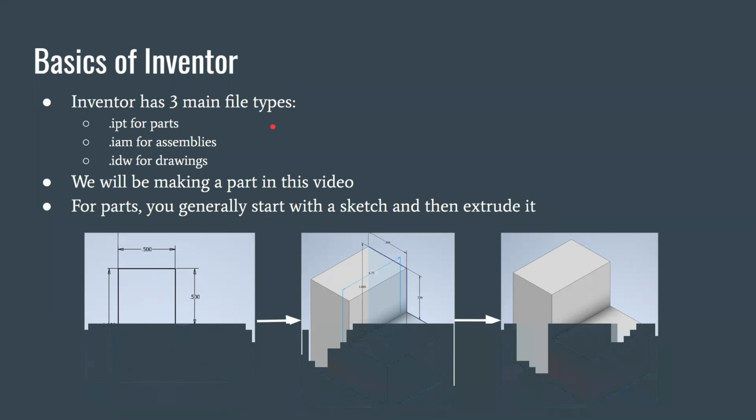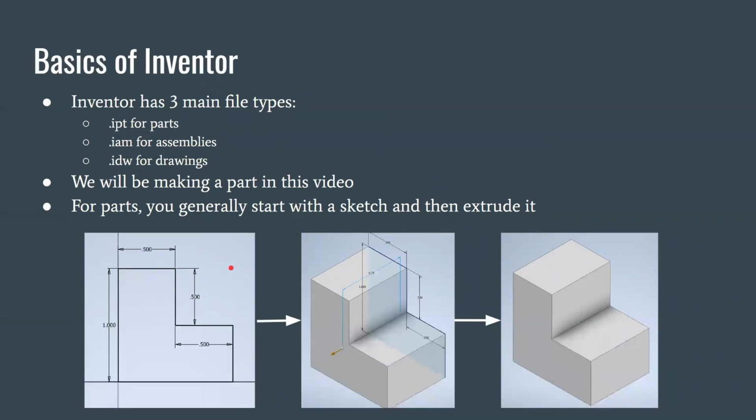Inventor has three main file types: .ipt for part, .iam for assemblies, and .idw for drawings. So in part files, you can make parts using sketches and extrusions. And in assembly files, you can put together parts using constraints like mating and inserting. In drawing files, you can make 2D drawings. So for this video, we're just going to be making a part because it's pretty straightforward.